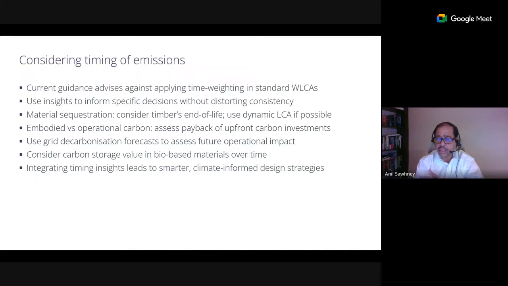Then always try to do a trade-off between embodied and operational carbon. Assess the payback of upfront carbon investments. Use grid decarbonization forecasts to assess future operational impact. Consider carbon storage value in bio-based materials over time. And then integrate timing insights. It will lead to smarter, more climate-informed design strategies. So currently the standard doesn't use it, but you can still consider using it in your practice.